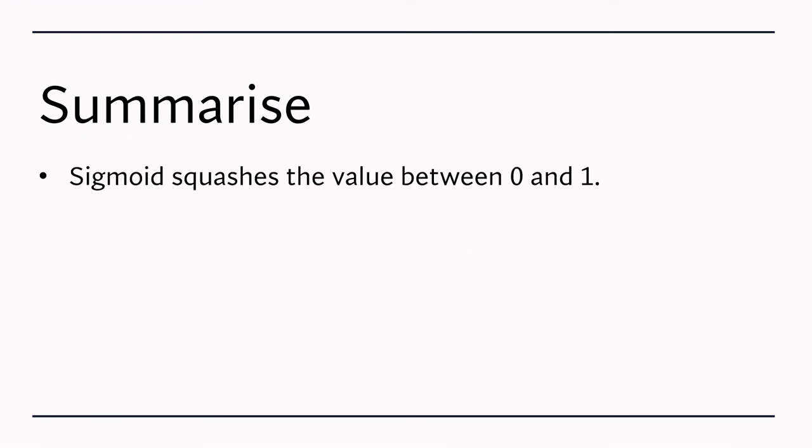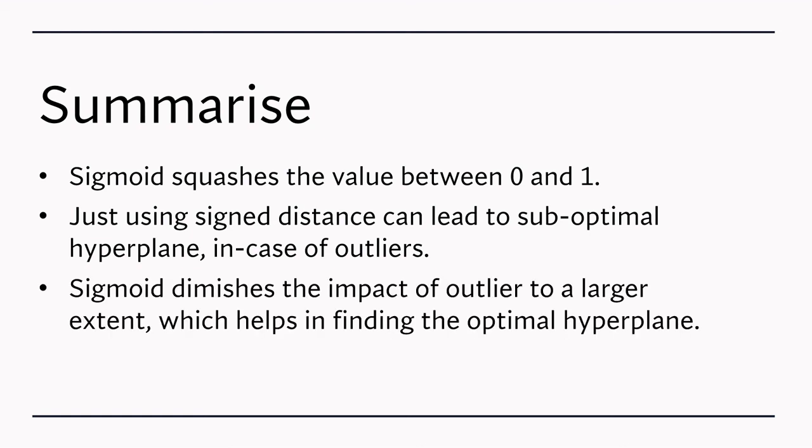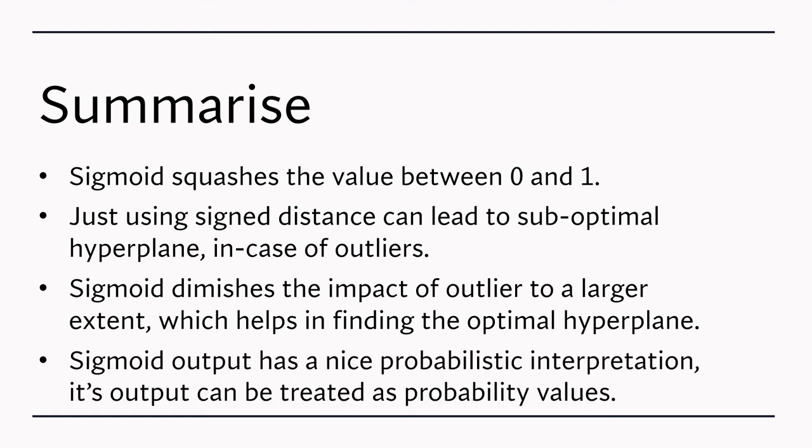Now let's summarize all the points that we have seen up until now. Sigmoid squashes the value between 0 and 1. Just using signed distance can lead to a suboptimal hyperplane in case of outliers. Sigmoid diminishes the impact of outliers to a larger extent, which helps in finding the optimal hyperplane. Last but not the least, sigmoid output has a nice probabilistic interpretation, which means its output can be treated as probability values.